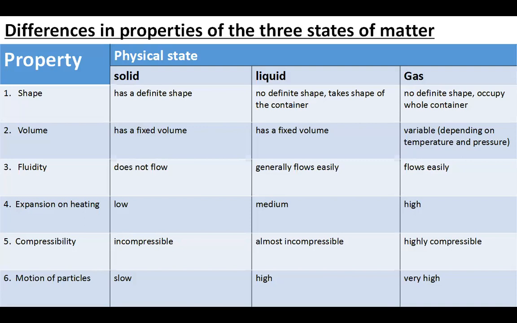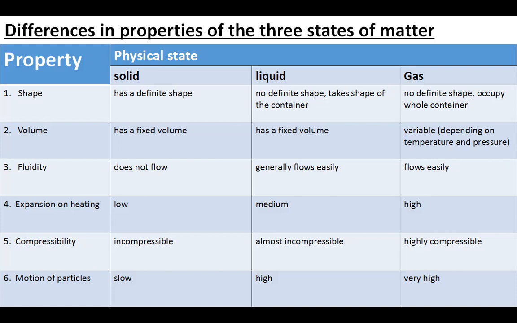The first property we have is the shape. Now, how does shape occur in solid, liquid, and gas? The first one, shape in solids: a solid has a definite shape, while liquids have no definite shape. This means that they take the shape of a container, for example a cup or bowl, so any container. Then also gas has no definite shape as it fills the container fully, so it covers the whole container.